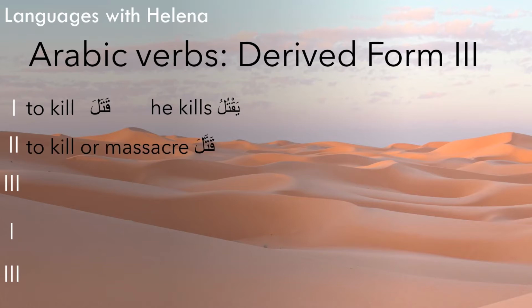We then looked at form 2, where we have to put the shadda on the middle letter. So then we have qattala, and what this does to the meaning is it intensifies it. So we have qatala, to kill, whereas qattala means to really kill something or to massacre something. And then yuqattilu becomes how we say he massacres. Again, all of the verb forms and the information on how to conjugate them are in my previous videos, so you can just go and check those out.